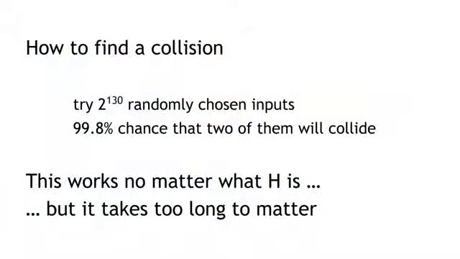Now, to make things even worse, I said that it has to be impossible to find a collision. Let me tell you how to find a collision, because there's a method that's guaranteed to work. We pick 2 to the 130 randomly chosen inputs over on the left cloud of that previous diagram. If we pick those, there's a 99.8% chance that at least 2 of them are going to collide. And so this is a very simple method for finding a collision.